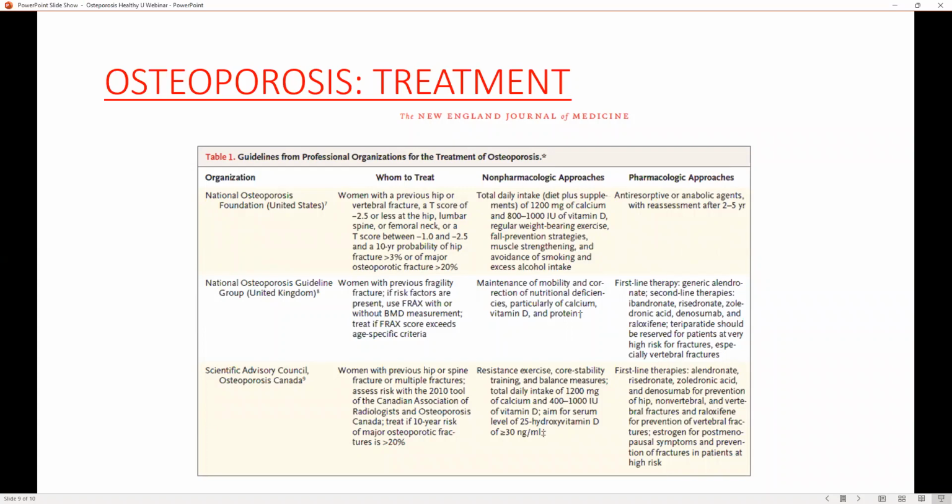Non-pharmacologic approaches, as previously outlined, include adequate daily intake of calcium and vitamin D, regular weight-bearing exercise, fall prevention strategies, muscle strengthening, and avoidance of smoking and excess alcohol intake. Pharmacologic approaches include the anti-resorptive or anabolic agents that we saw in the previous slide. Next slide.